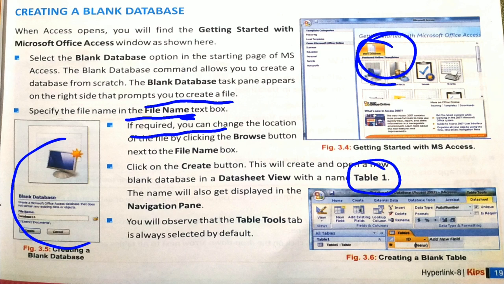The name will also get displayed in the navigation pane. This is your navigation pane where your table1 option will appear. Here also, above the table in the title bar, it is table1. Now you will be able to observe that the table tool is selected by default, so you don't have to do anything.